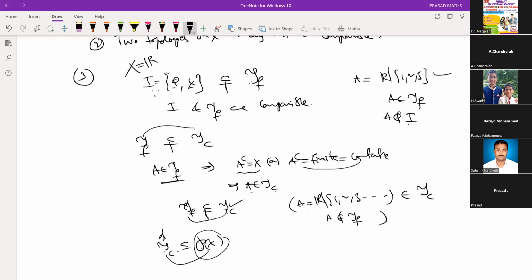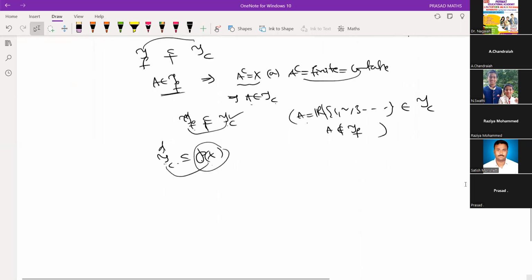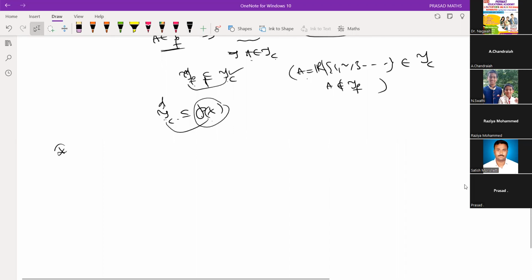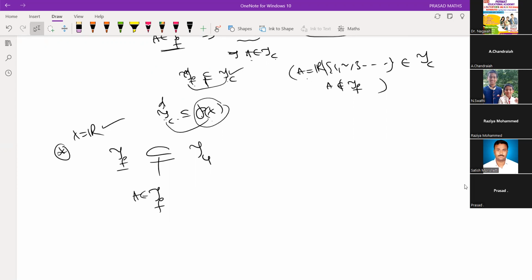Right? Similarly, you take this one. Are they comparable? Suppose you take the cofinite topology on R, without loss of generality, and the usual topology. Are they comparable on R? The answer is yes. So the cofinite topology is strictly weaker than the usual topology. Why? Because you start with any open set with respect to cofinite. So what is the definition? A complement should be finite.